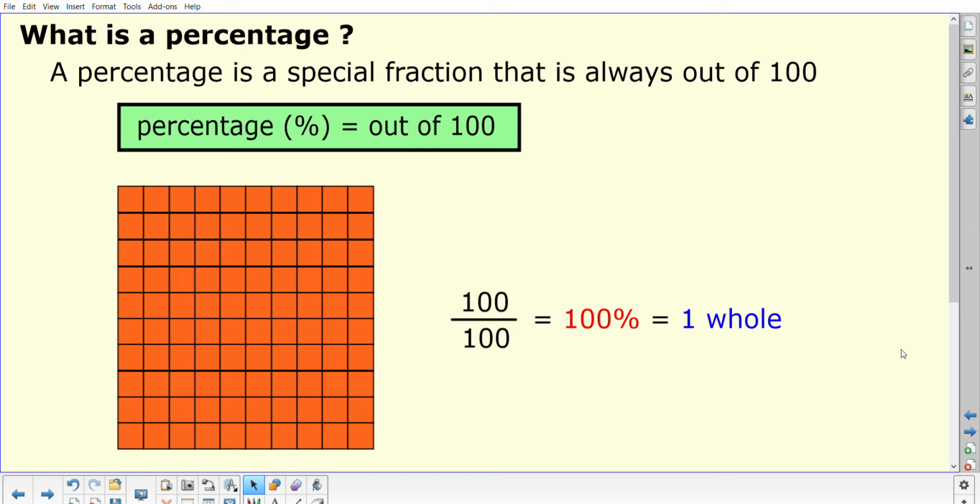Just a quick reminder, a percentage is simply a special fraction that is always out of 100, and the percentage sign is this sort of diagonal line with a little zero either side of the line. Anytime you see that, you know it means out of 100. And of course 100% of something means you've got the whole thing. So 100% means 100 out of 100, or it's the same thing as the number one whole.